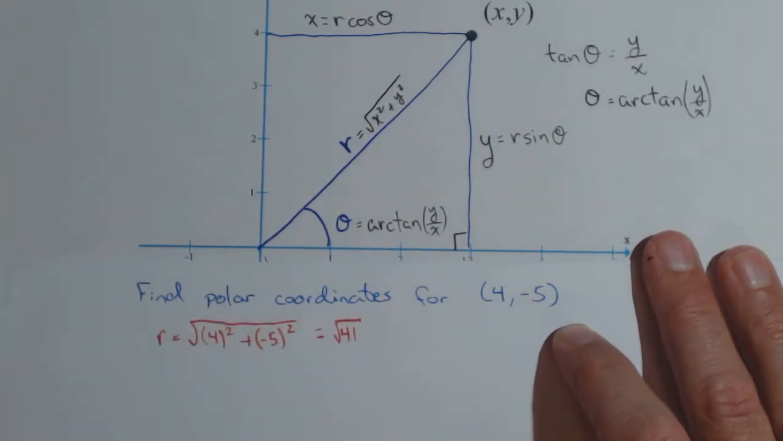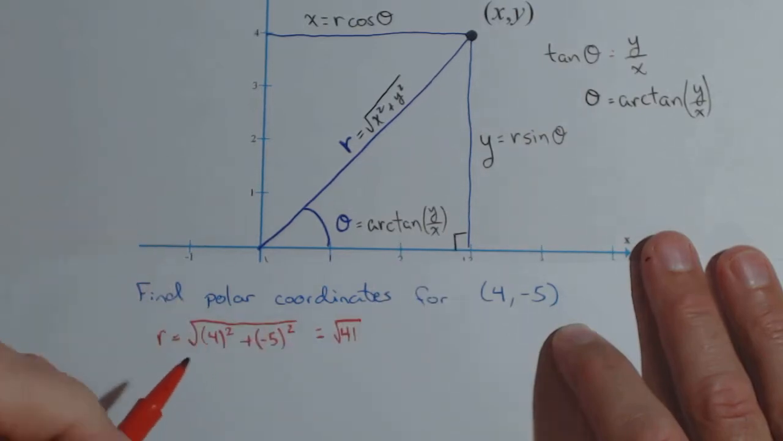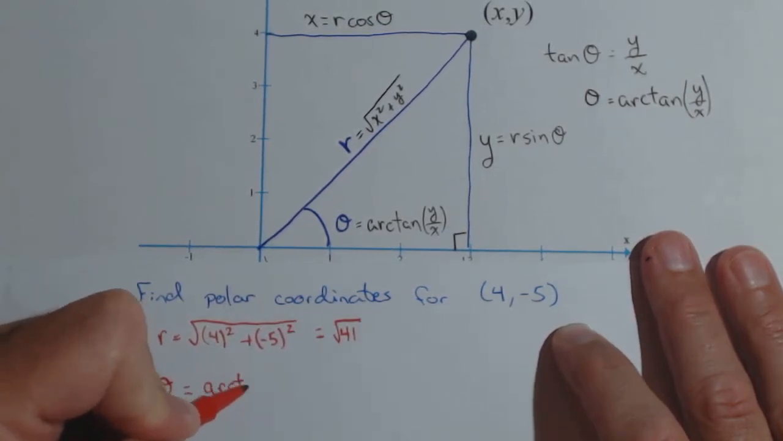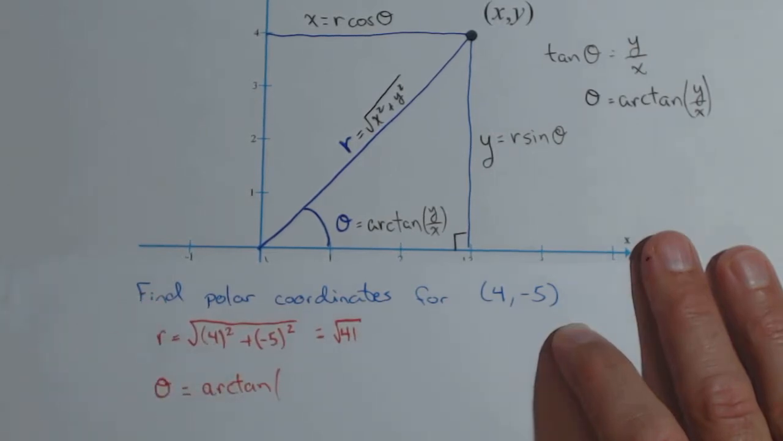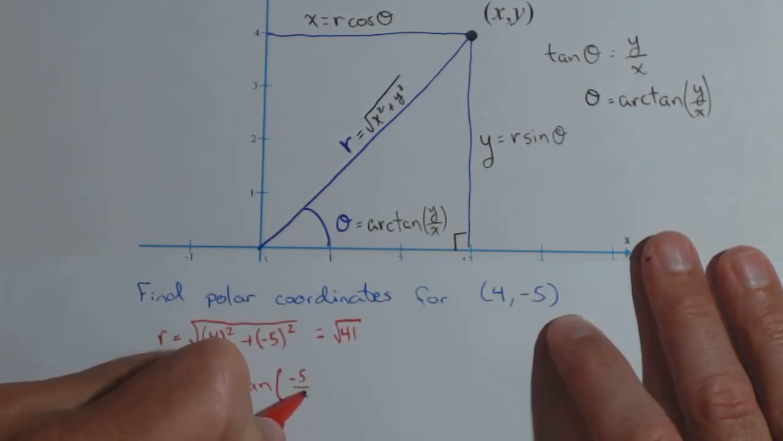If you want that as a decimal, you can. It might be a little easier if you're trying to plot it, but I'm just going to leave it as square root of 41. The other thing we need is theta. Now, according to this, theta is arctan of y over x. Depending on what quadrant you're in, that may or may not work out for you. So let's just see what happens when we do arctan of y over x, and I'm going to do it in radians. We can always convert. y over x is negative 5 over 4.